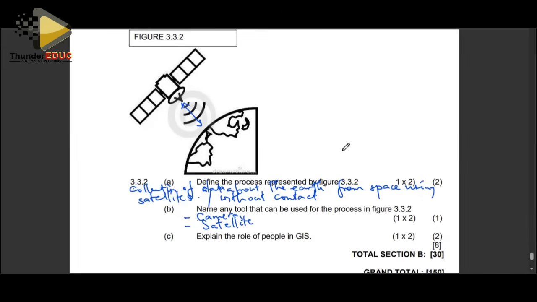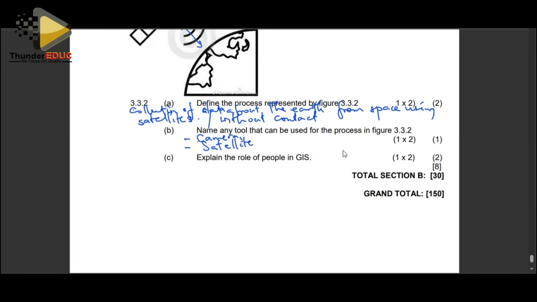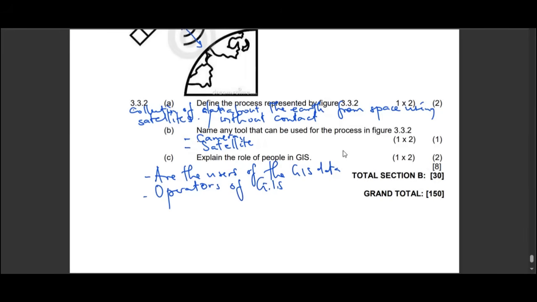Then the last question, it says, explain the role of people in GIS. The personnel. The people are the users of the GIS information data there. Or we can say the people also, they are operators. They are also operators of GIS. They are the ones who operate the system. They gather the information, they feed it into the computer system. And then when they want to use it, they become users on the other end.